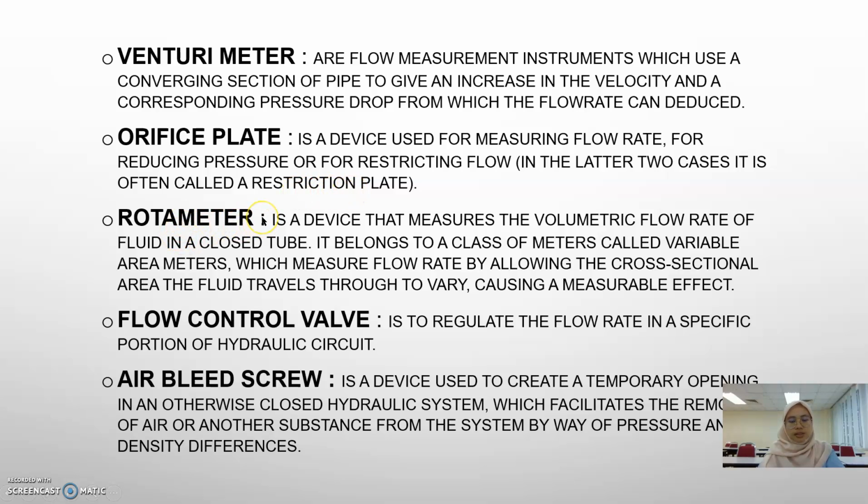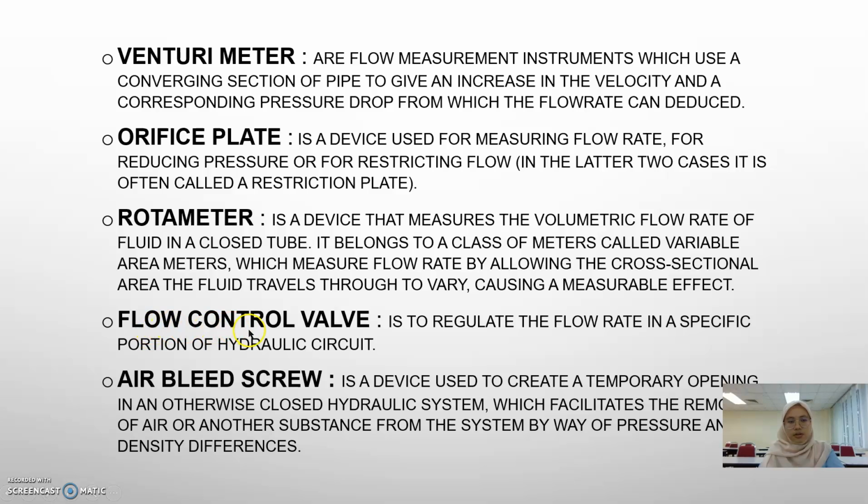Next, rotameter. Rotameter is a device that measures the volumetric flow rate of fluid in a closed tube. It belongs to a class of meters called variable area meters, which measure flow rate by allowing the cross-sectional area the fluid travels through to vary, causing a measurable effect.